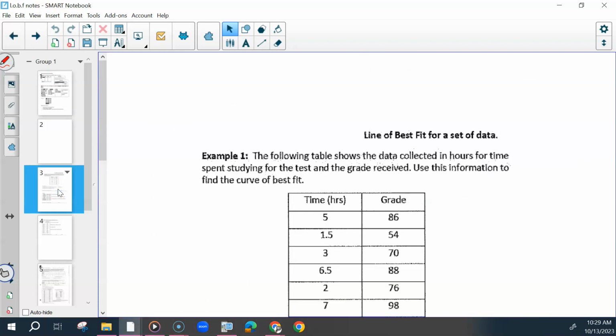Alright, so go to the next page. If you want to tear that off so you're not flipping back and forth, you can do that. You can close it.